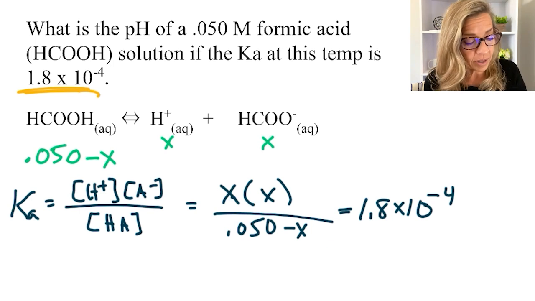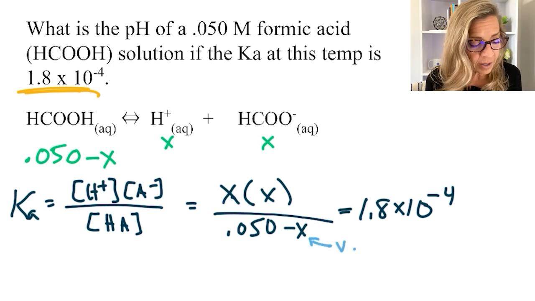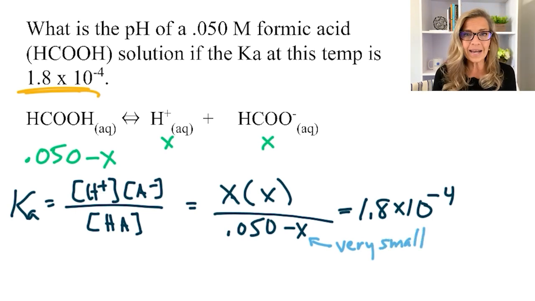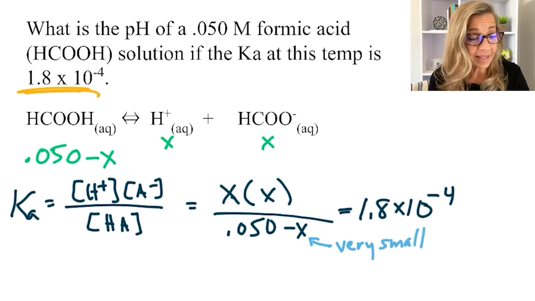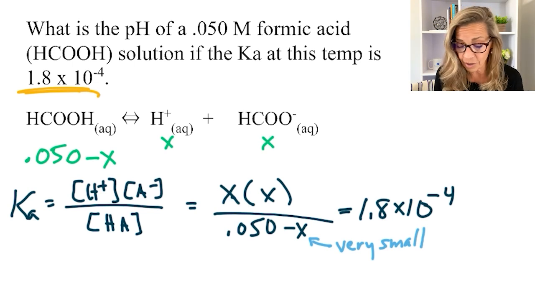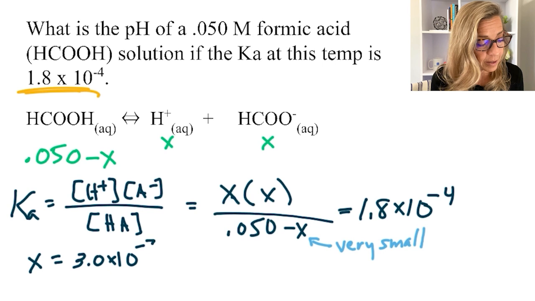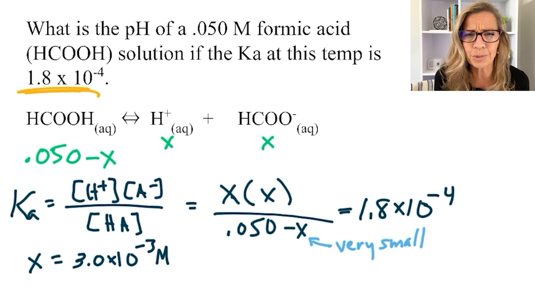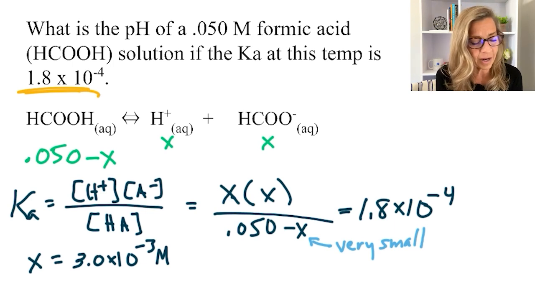And generally, you can assume that this is very small, okay? Very small, such that 0.05 minus x is going to be basically 0.05. So if it's very small, we can assume that's negligible. That makes the math a whole lot easier. If we solve for x, x is going to be 3.0 times 10 to the minus third molar, okay? And that is really pretty close to small, okay, as far as taking that away from the 0.05. Makes our math a whole lot easier.